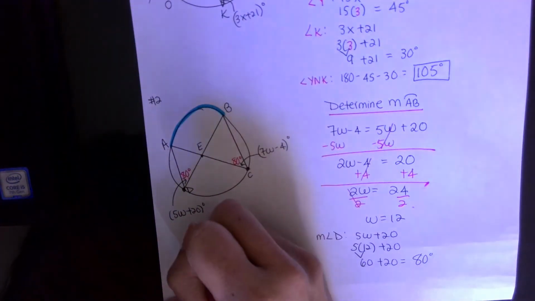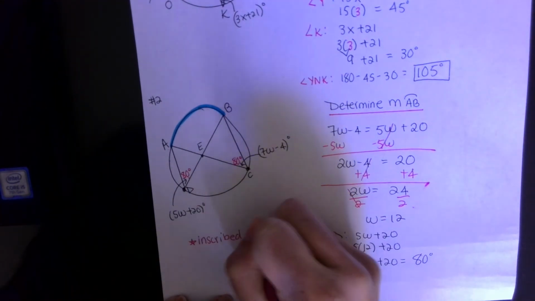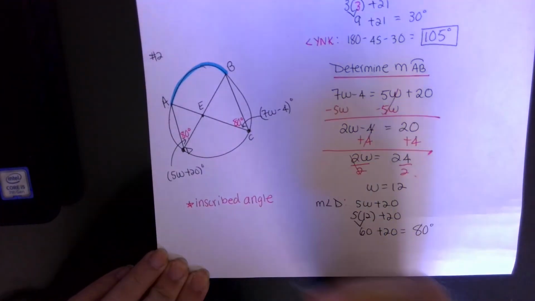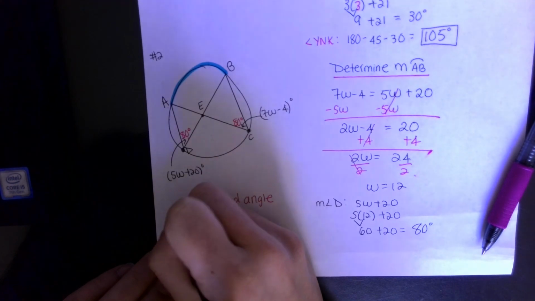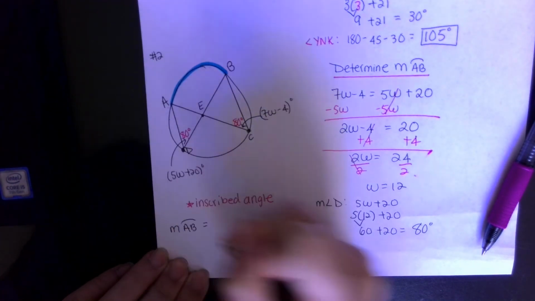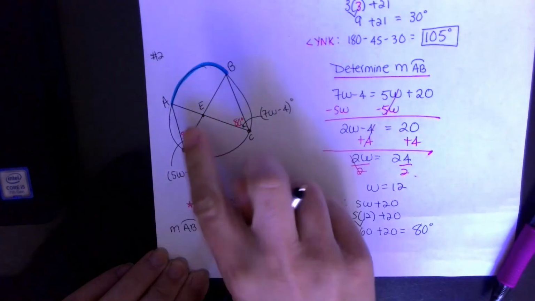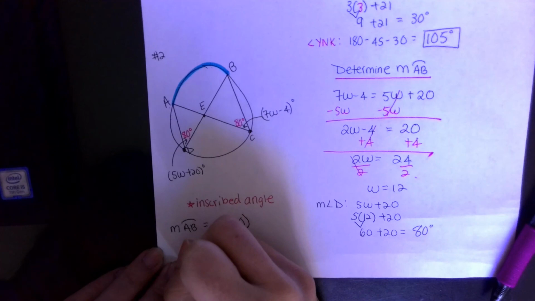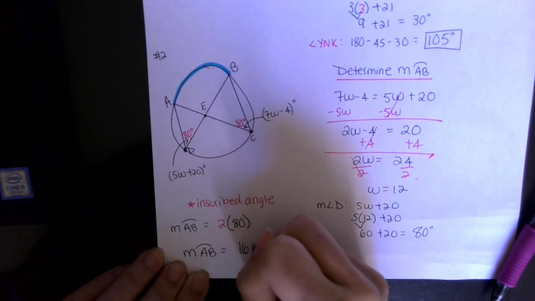Because it's an inscribed angle, to find the measure of the arc AB, I'm going to multiply 2 times my inscribed angle. And again, these are congruent, so it doesn't matter which one you take. That means the measure of arc AB will equal 160 degrees.